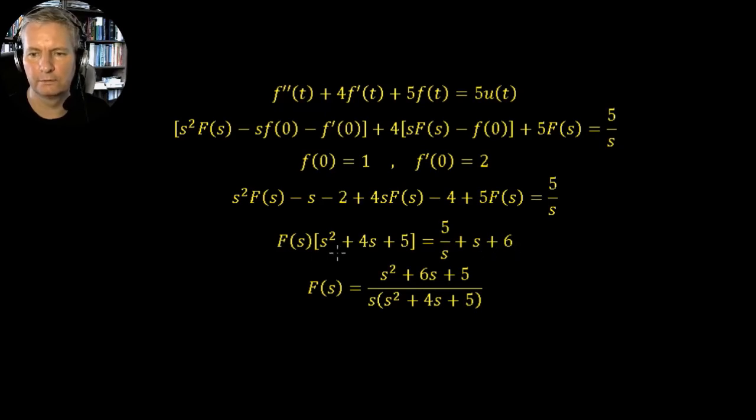So then what we want is a single equation, F of s equals, so we finally end up with F of s equals s squared plus 6s plus 5 upon s times s squared plus 4s plus 5. So I suggest you work through that yourself and convince yourself that the algebra is correct.